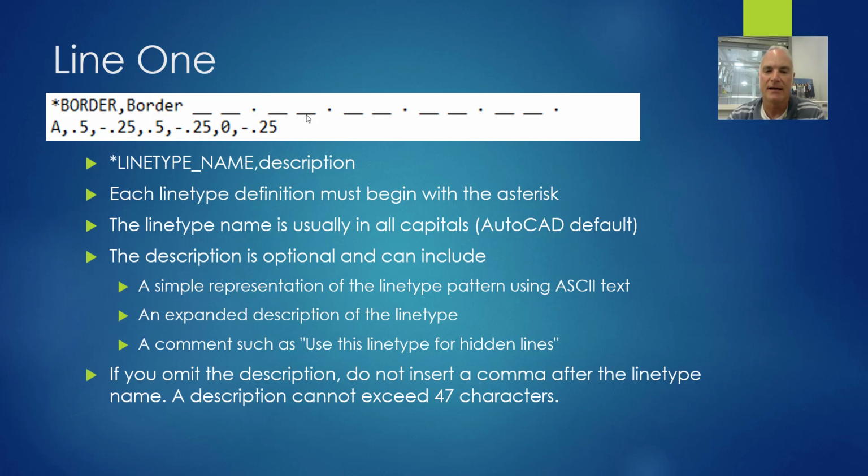If you decide to omit the description for whatever reason, you don't need to put the comma after the title. You can just go on to the next line. One thing to remember is that your description cannot exceed 47 characters. Well, it can exceed 47 characters, but any other character that you have beyond that will simply be truncated, cut off, and not displayed.